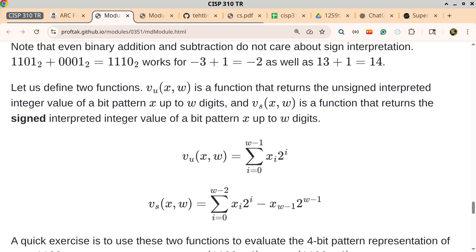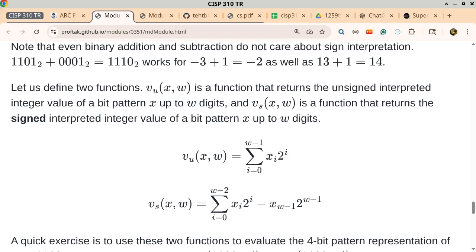Now VS of X,W is the value of the signed interpretation of a bit pattern X up to W bits. You can see these two are almost exactly the same except for one thing. In the case of unsigned interpretation, we go all the way to the most significant bit, which is bit W minus one. But in the signed interpretation, the sigma only goes up to the second most significant bit.